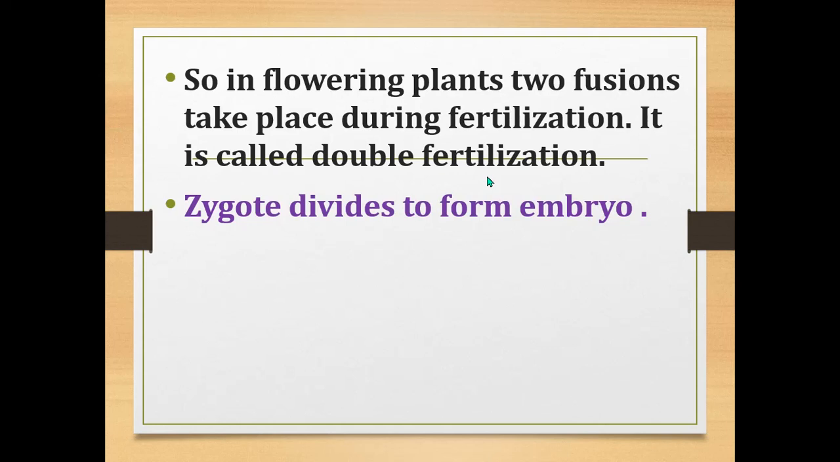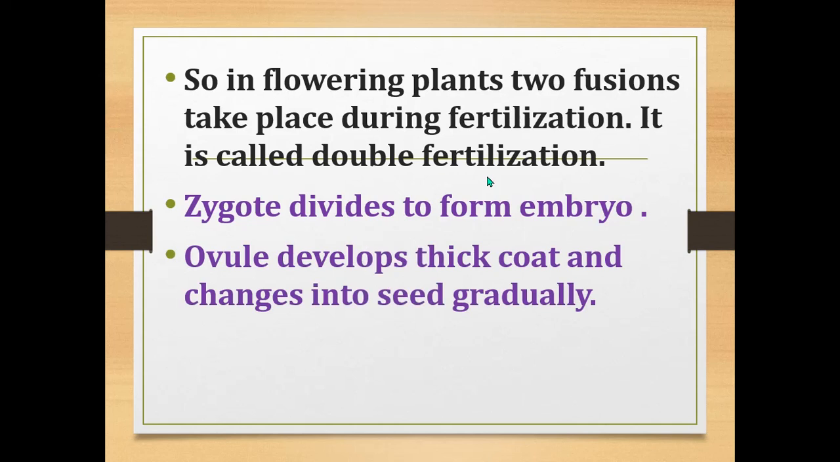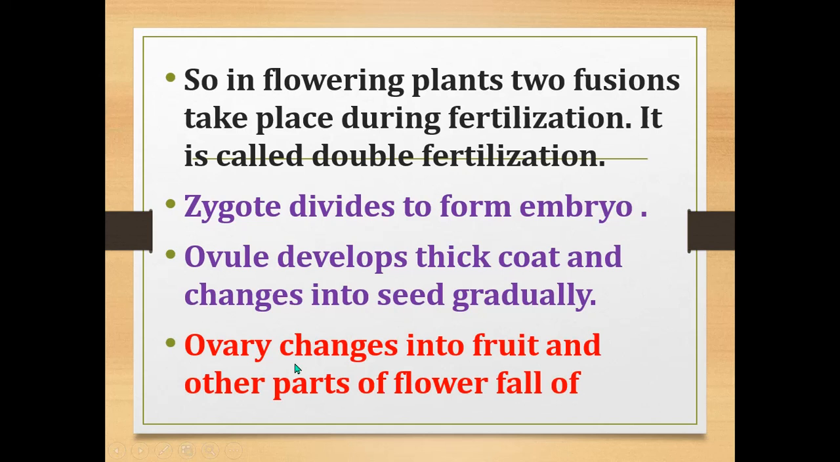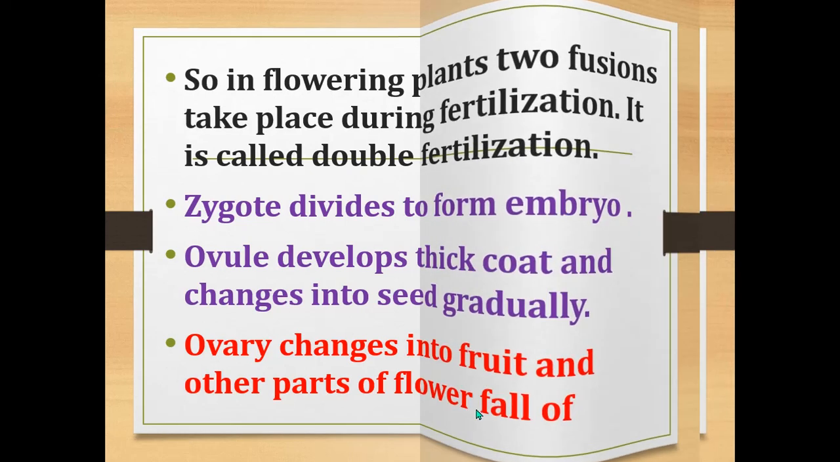The zygote divides and forms an embryo. The embryo develops into a new plant. So the ovule develops a thick coat and changes into a seed. The ovary changes into fruit, and other parts of the flower fall off. Understood, children? So the ovule develops into seed, the ovary develops into fruit, and other parts of the flower fall off.